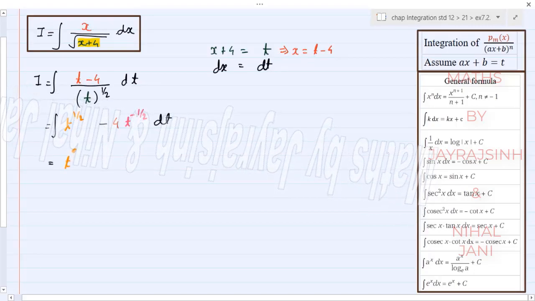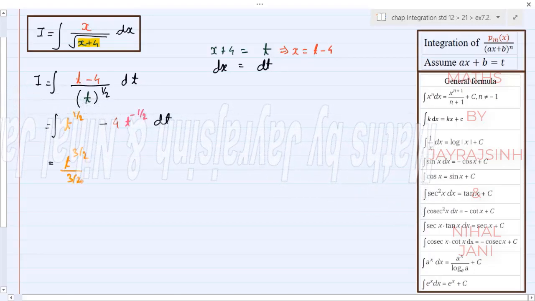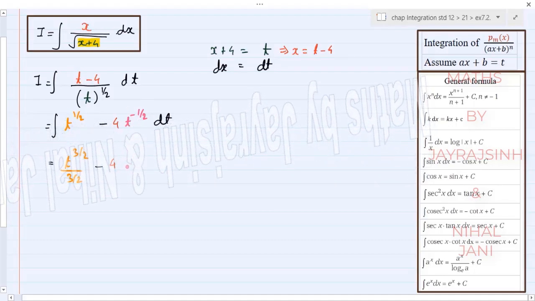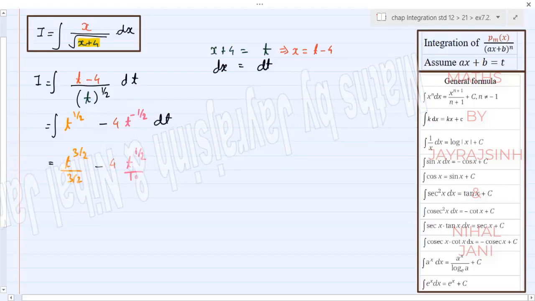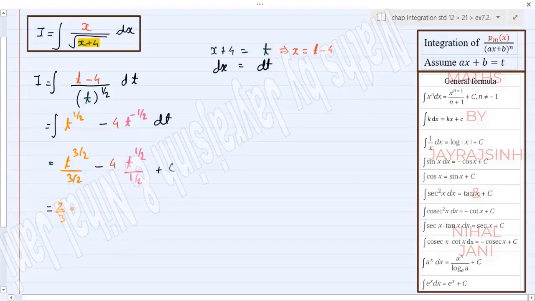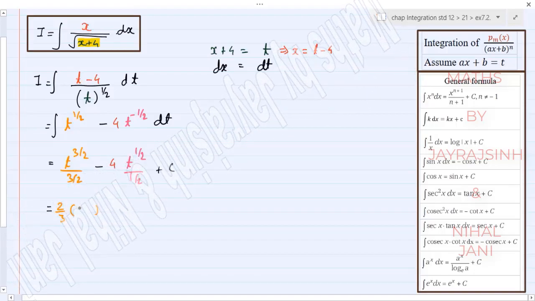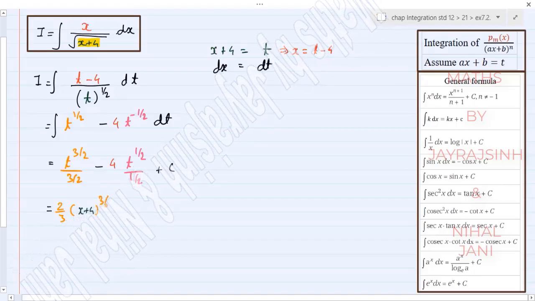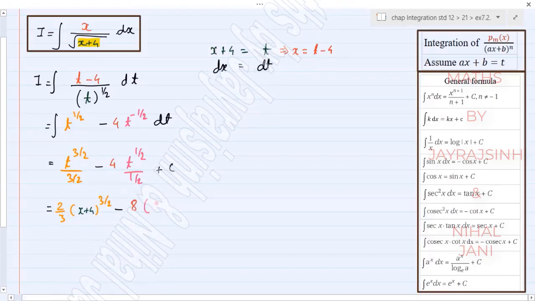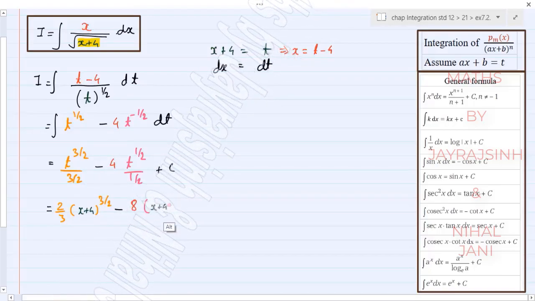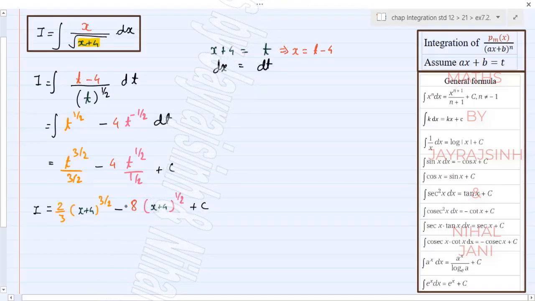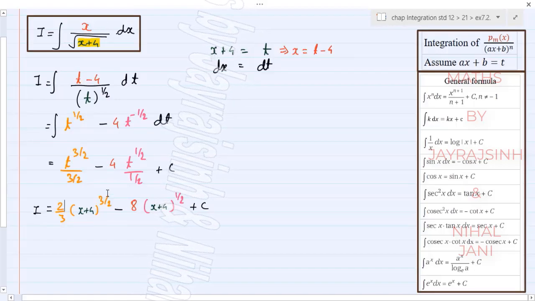Integration of t raised to 1 by 2 will be t raised to 3 by 2 upon 3 by 2, minus 4 will be as it is. Integration of t raised to minus 1 by 2 will be t raised to 1 by 2 upon 1 by 2. So 2 by 3, the value of t is simply x plus 4 raised to 3 by 2, minus 8 and x plus 4 whole raised to 1 by 2, plus c is your final answer. Ta-da!